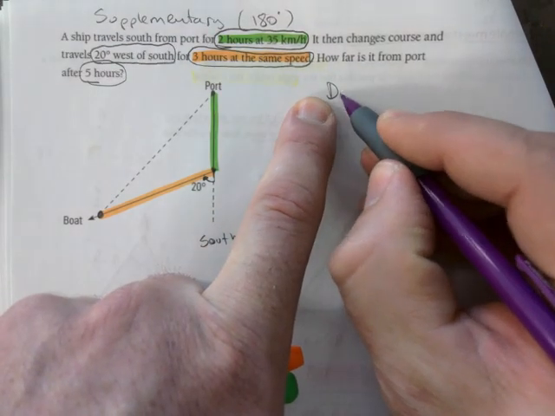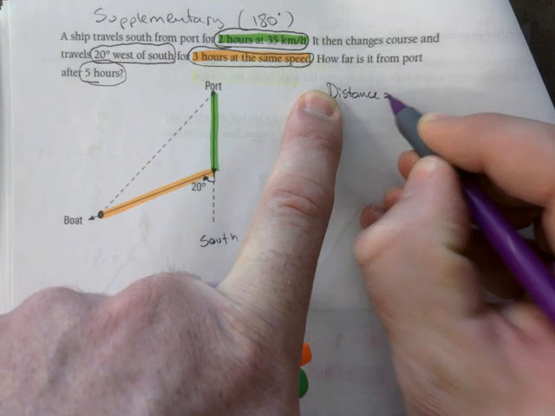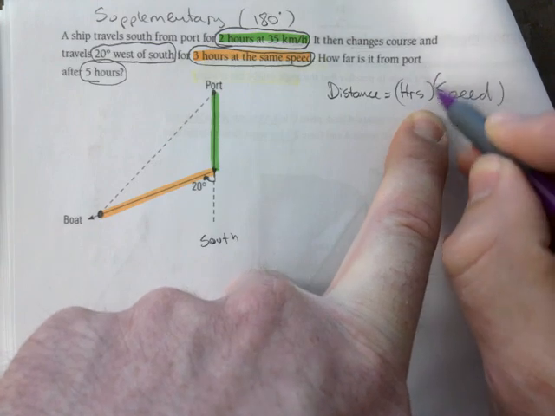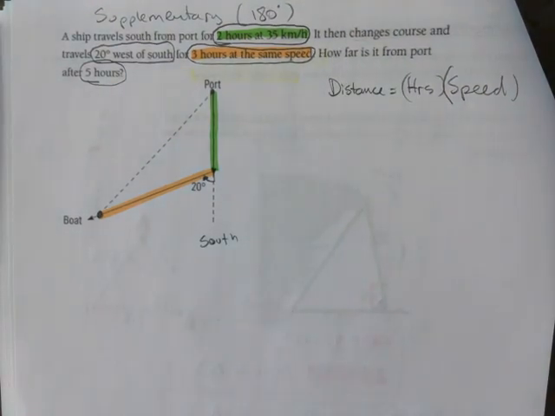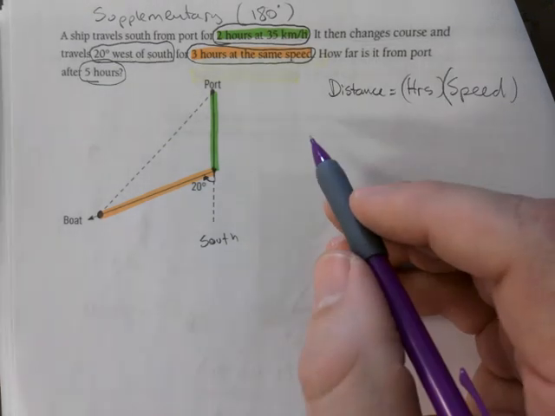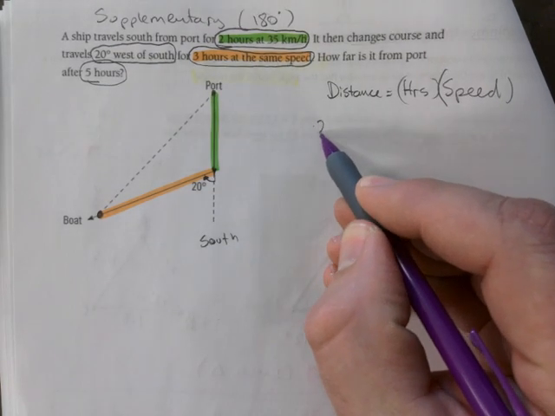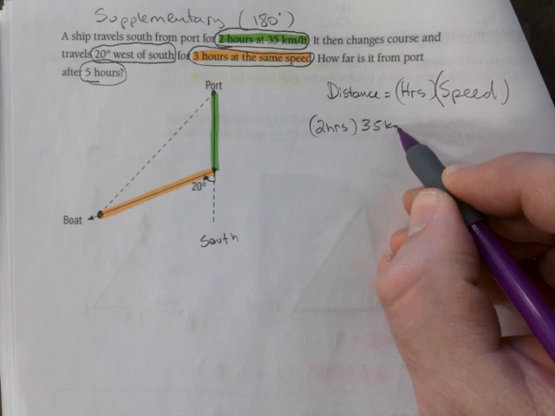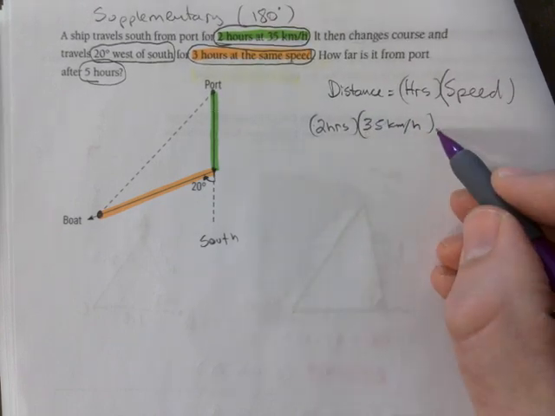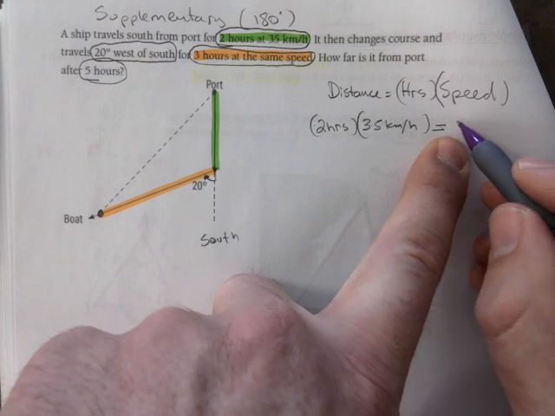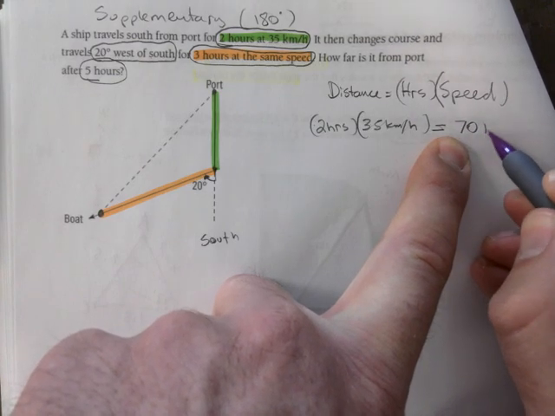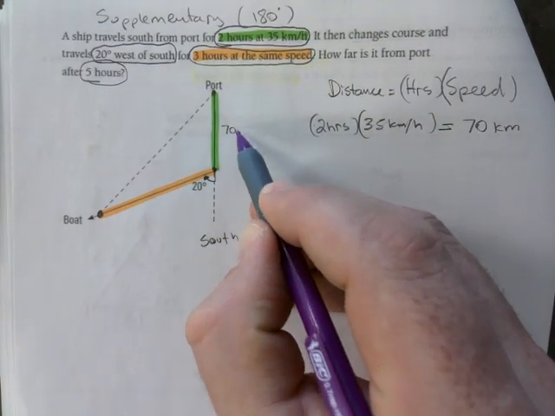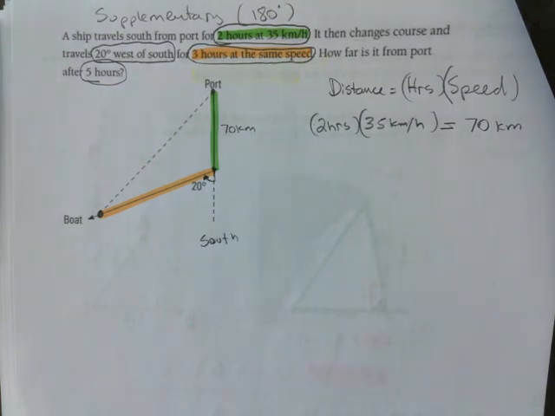So I don't know if you remember, but distance is hours times the speed. Okay? If you ever want to find out the distance you traveled, I don't think this is a stretch for you, right? But we'll go 2 hours at a speed of 35 kilometers per hour. That gives you, what's 2 times 35? Mental math here. 70 kilometers. Okay, that's the green stretch. Let's put that over here, 70 kilometers. That was the first 2-hour trip.